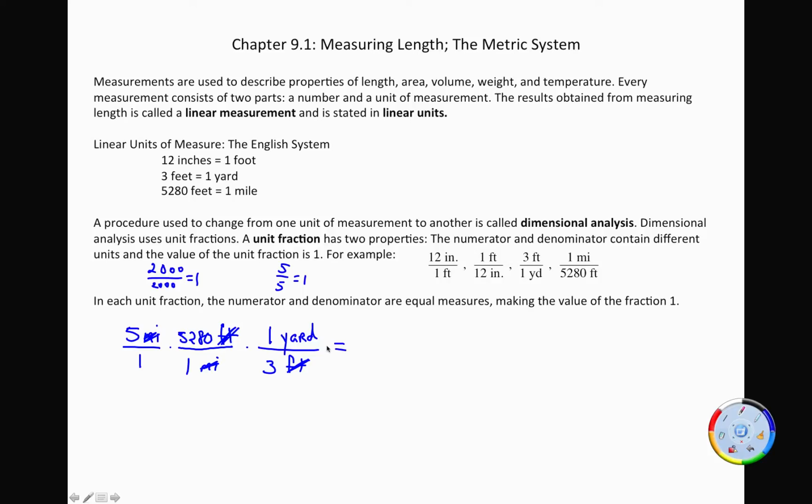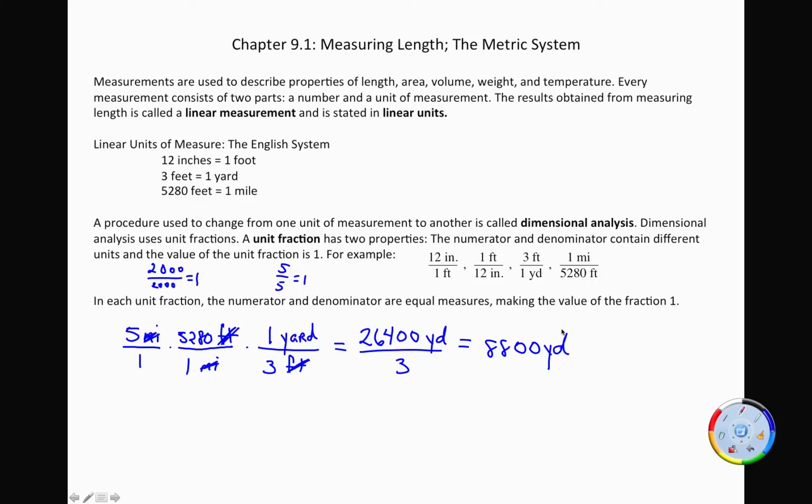So now all I have to do is do the math. Let's multiply straight across. I have 5 times 5,280. 5 times 5,280 is 26,400 yards. And on the bottom, 1 times 1 times 3. So 26,400 divided by 3 is 8,800 yards. So 5 miles has 8,800 yards.